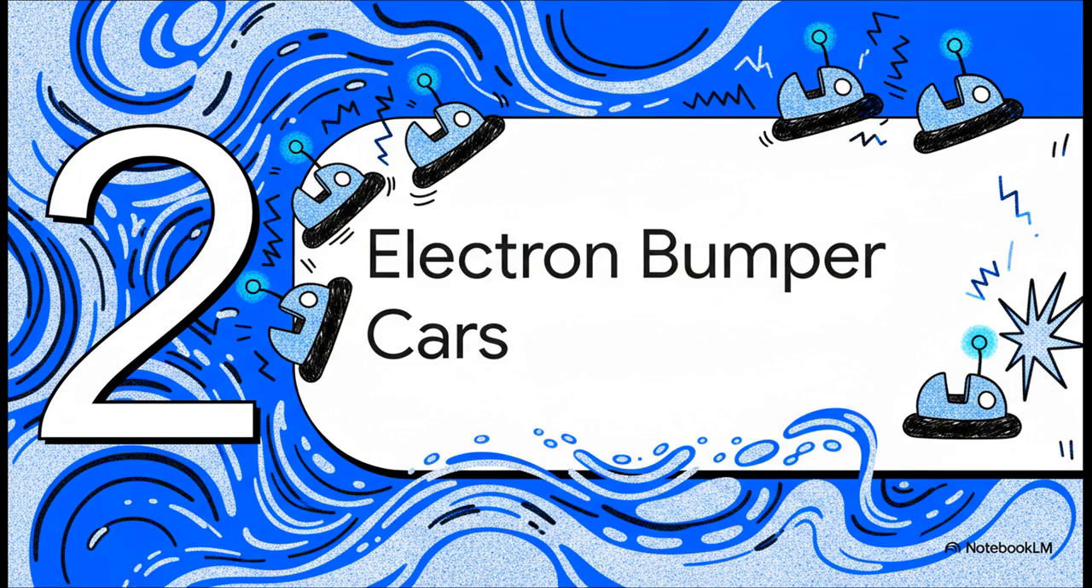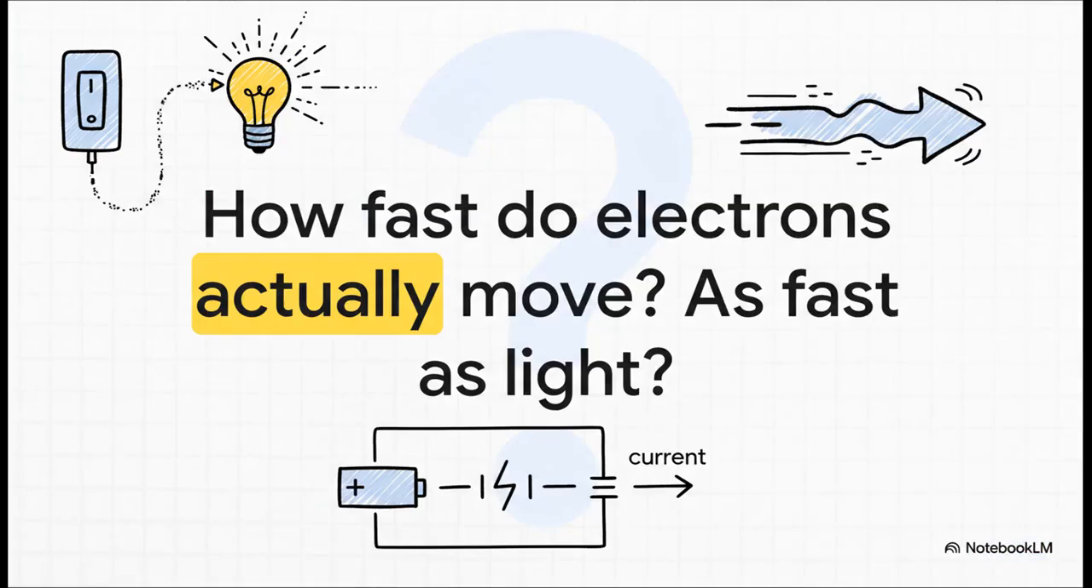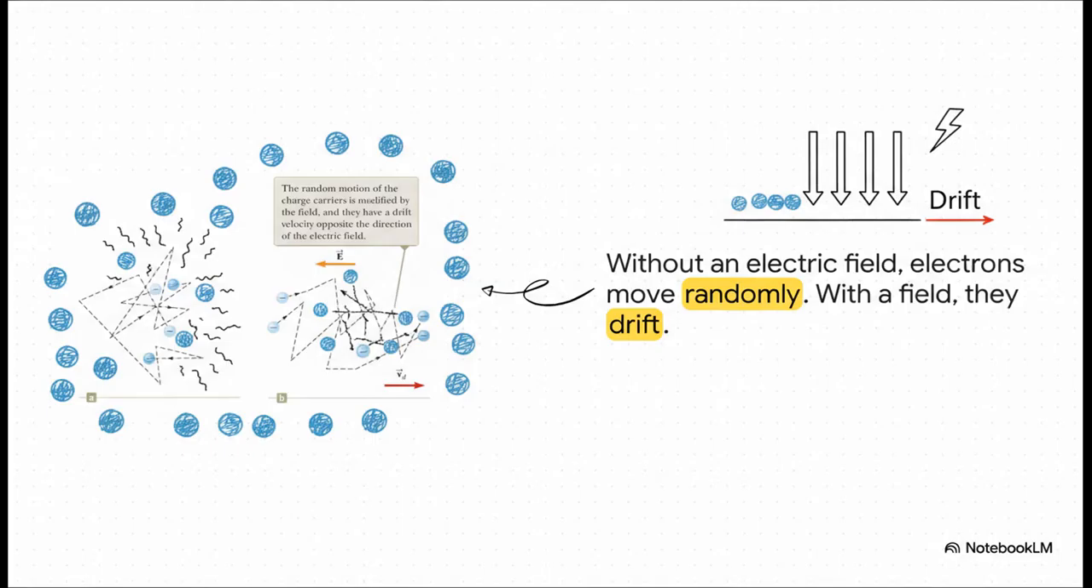The reality of what those tiny electrons are actually doing is much more chaotic and, honestly, way more interesting than a simple, smooth river. Let me ask you something. When you flip a light switch, the light comes on instantly, right? It feels like it's happening at the speed of light. So it makes sense that the little electrons carrying that signal must be just zipping through the wire at light speed too, right? Well, get ready for a surprise.